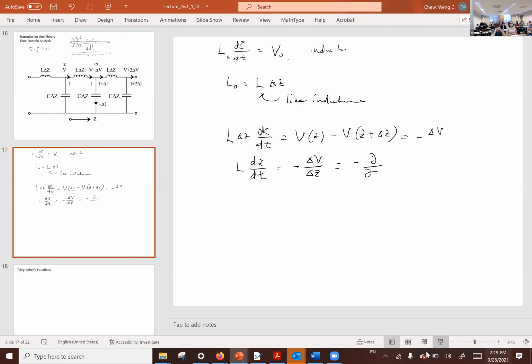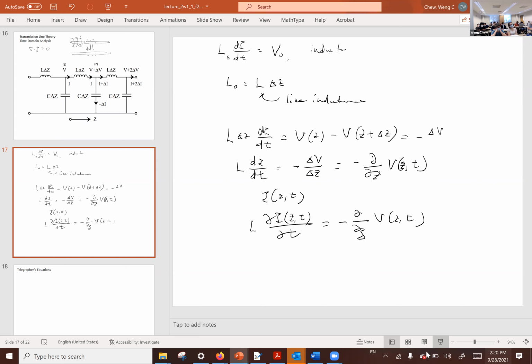I actually used a partial derivative here, because V can be a function of both z and t. Okay, and you can make I both a function of z and t as well. And then you have a partial differential equation, L partial I of z and t over partial t is equal to minus partial V of z and t over partial z. So you got this very nice equation, looking almost like Maxwell's equation.